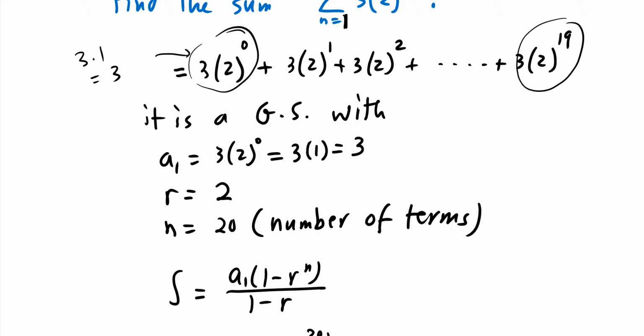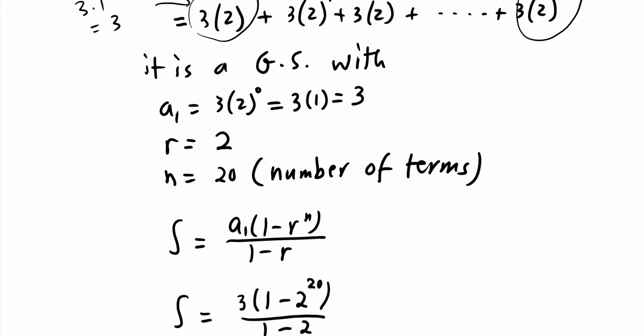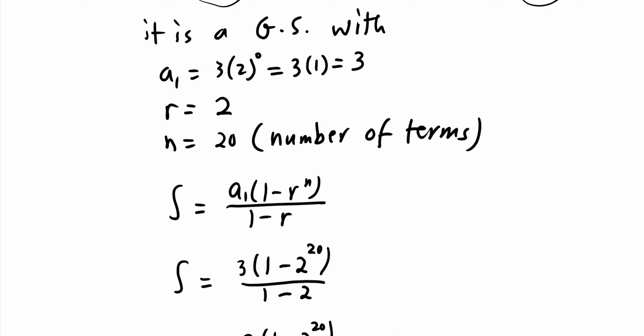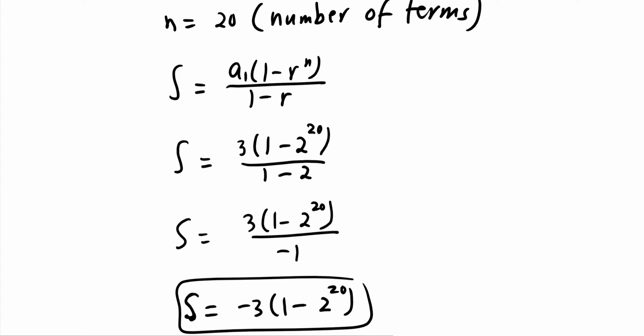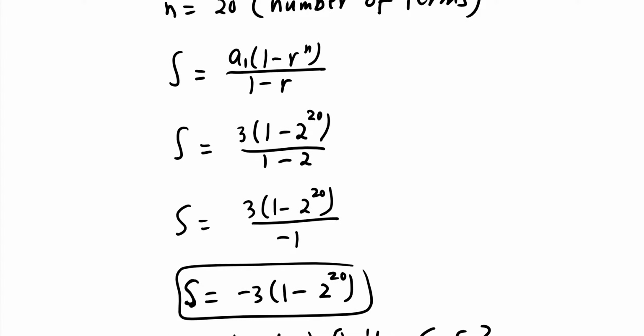We substitute in a1, 3, r, 2 to the 20th power, because n is 20, over 1 minus 2. On top, nothing can be simplified, but the denominator is -1. And then this negative, you can just carry it up to give us the answer as -3 times 1 minus 2 to the 20th power.